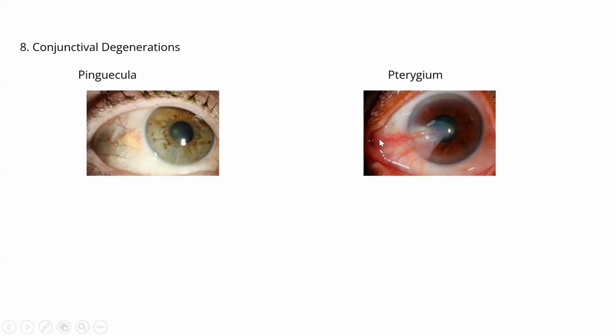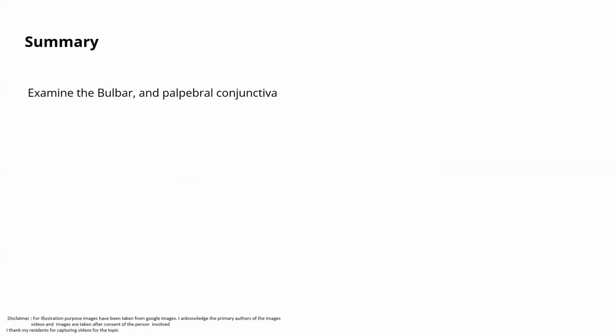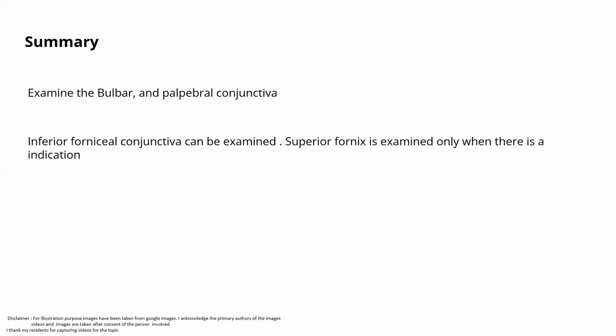If there's a pterygium case, you will not just mention pterygium present. You will describe it as a wing-shaped lesion encroaching from the caruncle, extending onto the cornea around 4 mm, which is looking fleshy, vascular, or atrophic, suggestive of pterygium. That's how you will describe it. So in summary, you will examine the bulbar and palpebral conjunctiva in all patients. The inferior palpebral conjunctiva can be examined easily, but the superior is examined only when there's an indication, when there's a chemical injury or a foreign body. Otherwise, you don't have to examine the superior conjunctiva in every case.